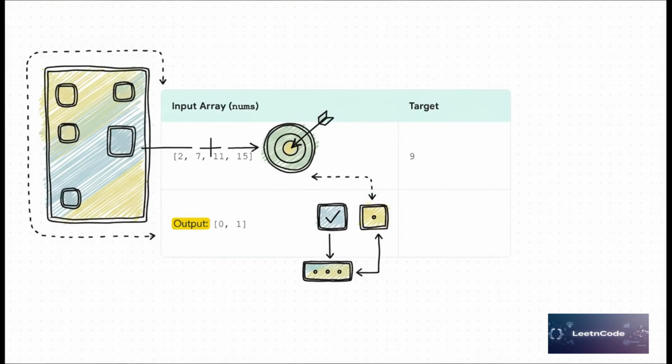Let's make this super clear with an example. Okay, so our input list is 2, 7, 11, 15, and our target is 9. Right away, you can probably spot that 2 plus 7 equals 9. But remember, the answer isn't 2 and 7. It's their positions. In programming, we start counting from 0. So the number 2 is at index 0, and the number 7 is at index 1. So the correct output is a list containing 0, 1.